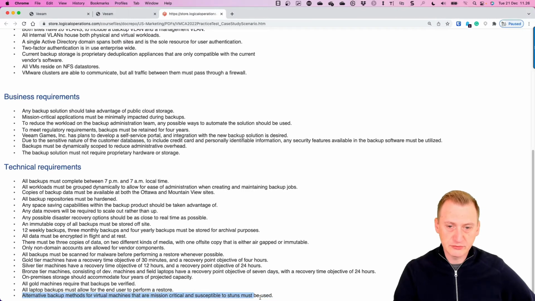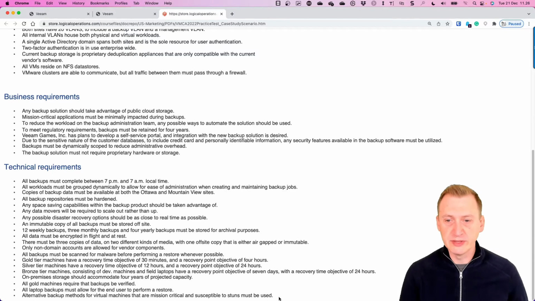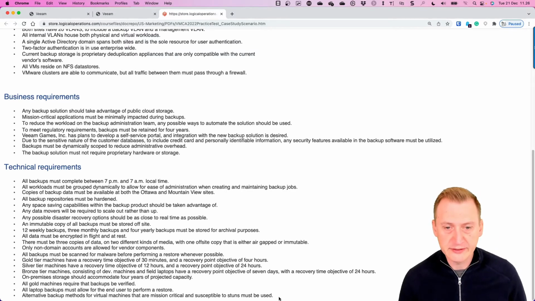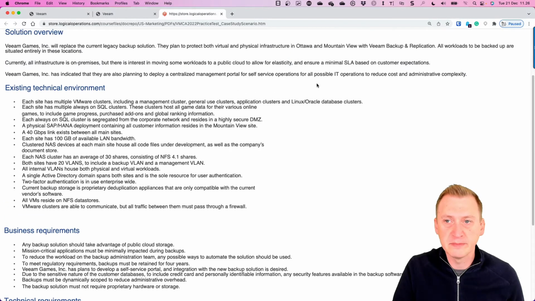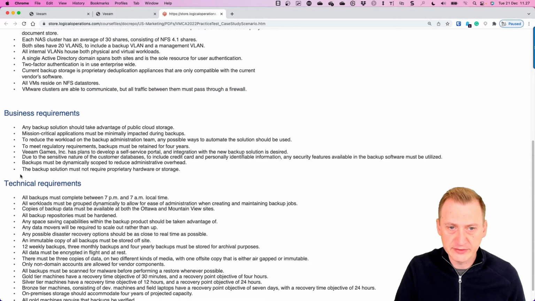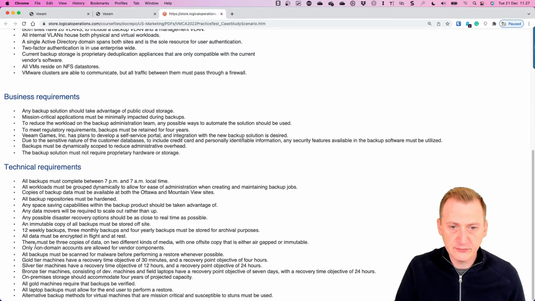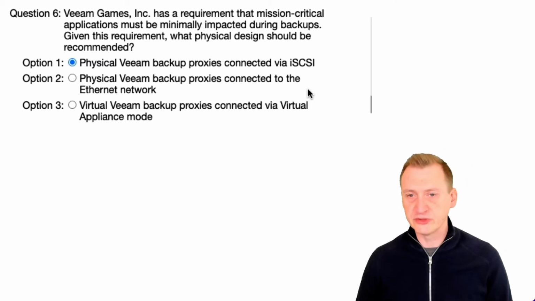Alternative backup methods for virtual machines that are mission critical and susceptible to stuns must be used. So basically, that probably means we want to minimize, for example, virtual machine snapshots. Now, do we know what kind of storage, like could we use backup from storage snapshots, for example? Not sure if it mentions something about the vendor. Let's see here. Clusters. No. Well, we do have multiple clusters, so for that reason, we might want to go with physical instead. It doesn't say anything, as far as I can see, about what exact vendor it is. So we don't know if we could use backup from storage snapshots, but I would generally try to stay away.